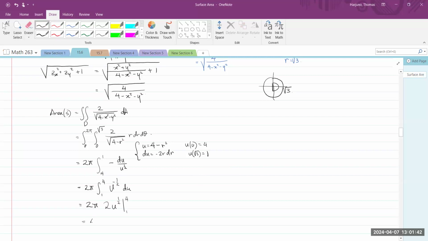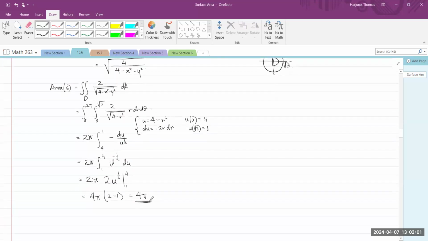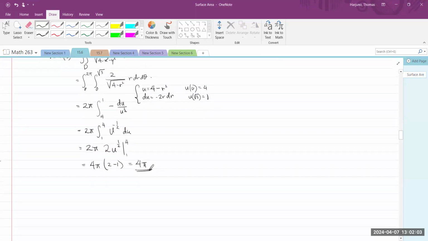Which is 4 pi (2 minus 1), which is just 4 pi. Oh, I don't expect that to be such a nice number. Okay, that's for number 12. I think I'm actually done with this part here. I want to do one more question.